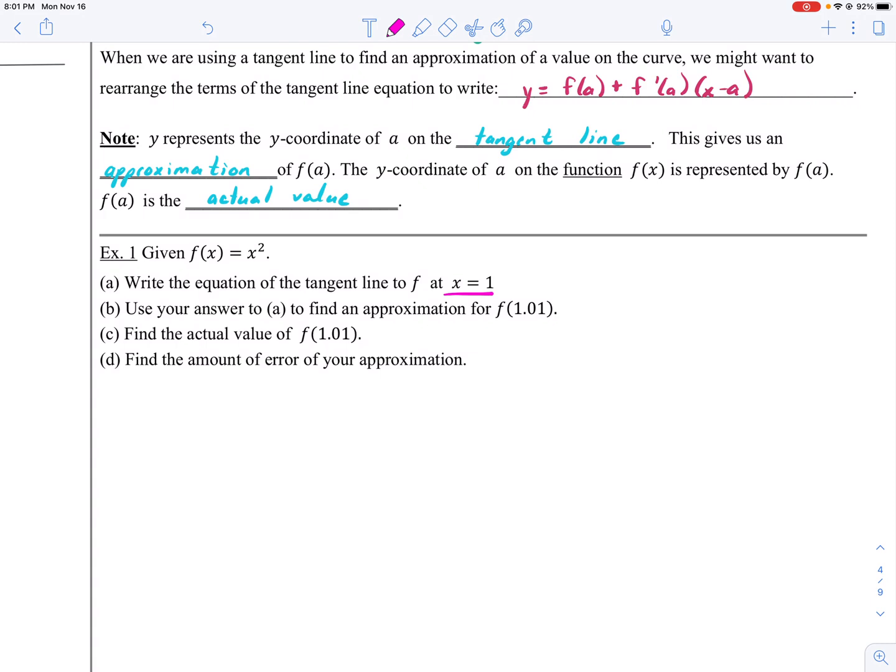I need a slope. I need a point. So let's start dealing with slope here. The derivative of x squared is 2x. I need a point and a slope at 1. So f prime of 1 is 2. And f of 1 is just 1.